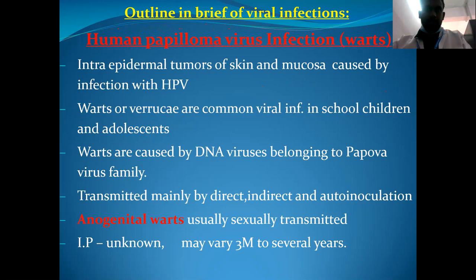Coming to the first virus, human papillomavirus infection. It presents as intraepidermal tumors of the skin and mucosa, secondary to human papillomavirus. Common viral infections in school children and adults are warts and verrucae. They are very common in children and the adolescent age group. Warts are caused by human papillomavirus, which is a DNA virus, and it is transmitted mainly by direct, indirect, or autoinoculation, three modalities. Anogenital warts are usually sexually transmitted. The incubation period of human papillomavirus is not known yet. It may range anywhere from 3 months to several years.